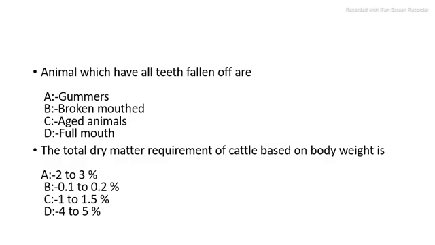Next question. The total dry matter required of cattle based on body weight is option A 2 to 3%, option B 0.1 to 2.2 percentage, option C 1 to 1.5 percentage, option D 4 to 5 percentage. The correct answer is 2 to 3 percentage.